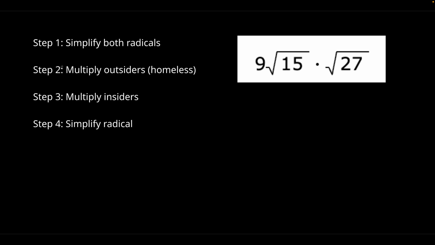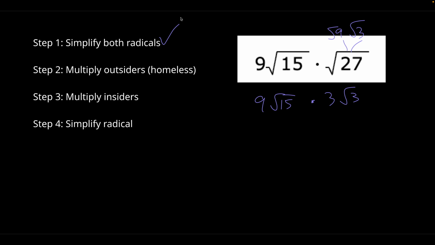Here we go. So step one is to simplify both radicals. So 15 cannot be simplified, so we'll just leave it as the square root of 15. However, 27 can be simplified. 27 splits into 9 and 3. And so then when you do the square root of 9, you get 3 square root of 3. Again, we should know step one, how to simplify radicals from that previous lesson. So step one is done.